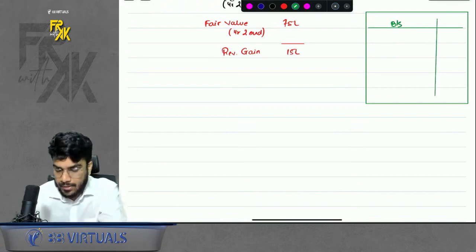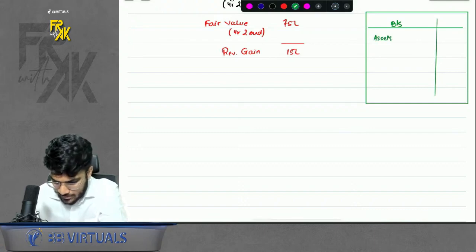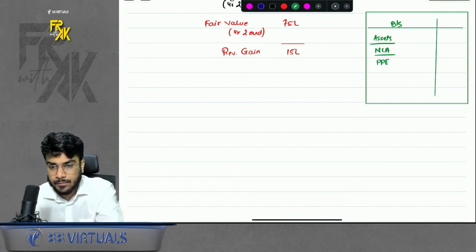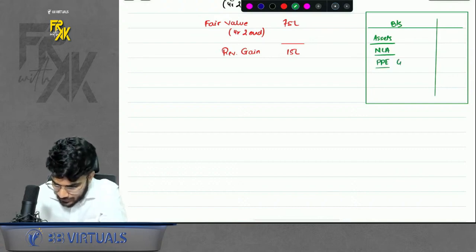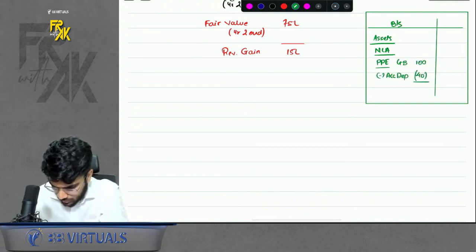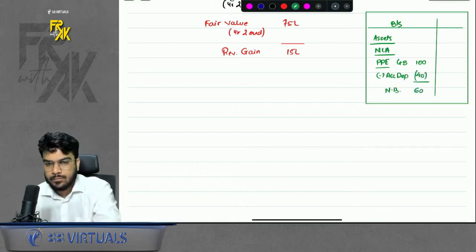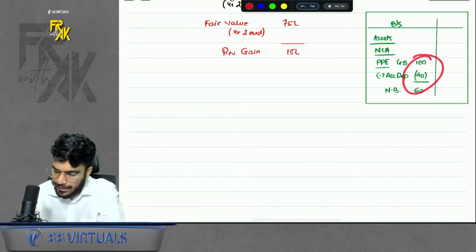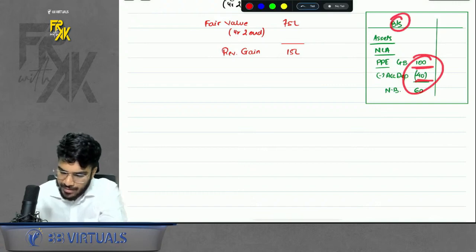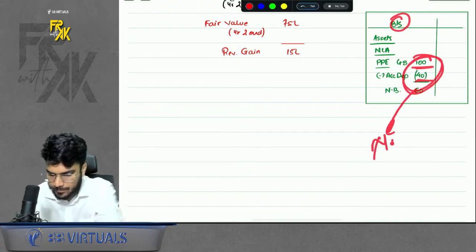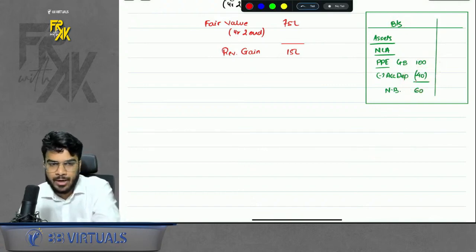So let's say we have an asset. Under the asset side, under the heading non-current asset, we would have shown PP. So PP will have ideally 3 elements: gross block 100 less accumulated depreciation 40, then you will get net block as 60. Ideally, this presentation is not done on the face of the balance sheet. This is done under notes to accounts. But just for presentation purpose, I'm showing it here as well.